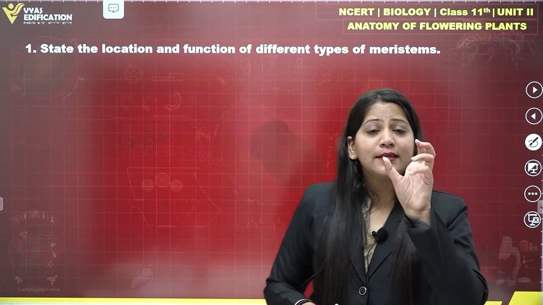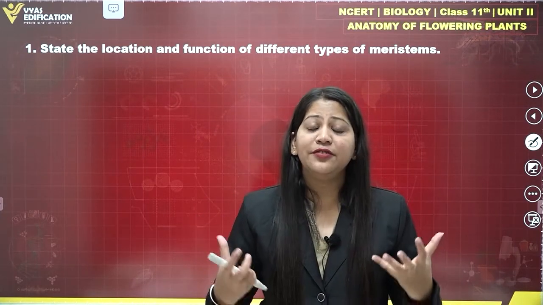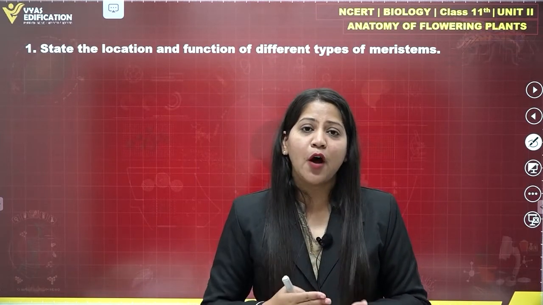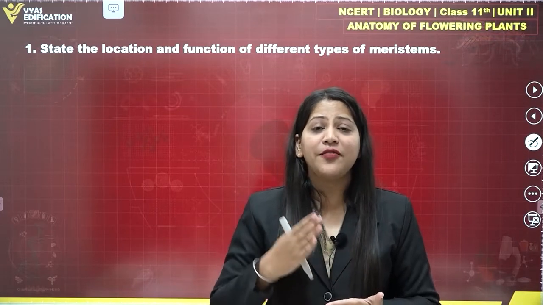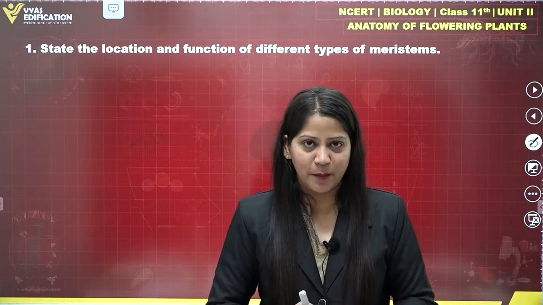So where is this vascular cambium actually forming and where is it actually found? This vascular cambium in stem is found or formed from intrafascicular cambial strips as well as interfascicular strips.